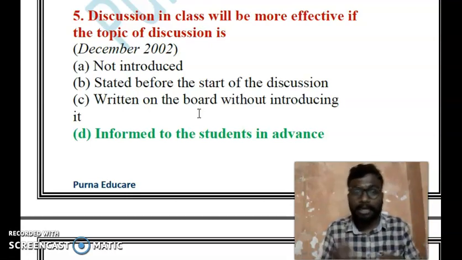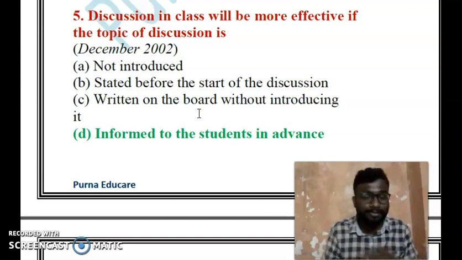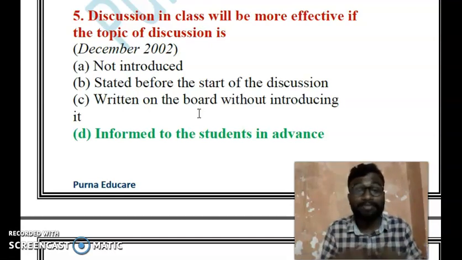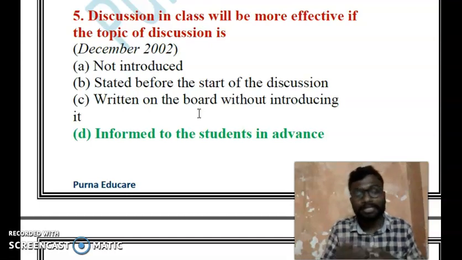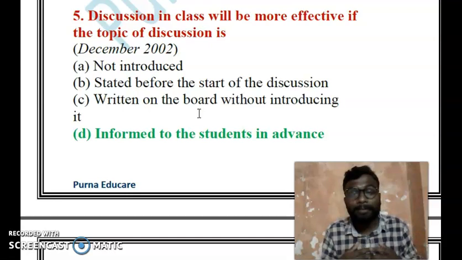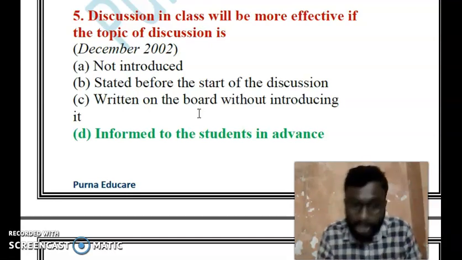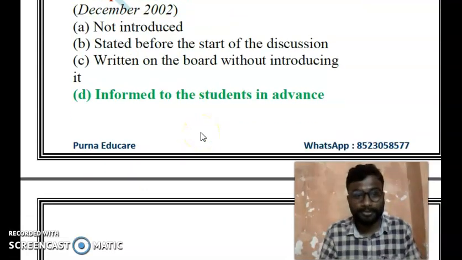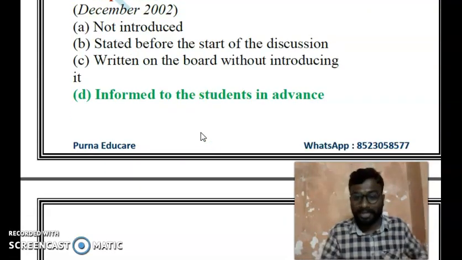So automatically it will be informed to the students in advance. If it is appropriate, then the discussion in the class will be more effective. Whenever the students get information that tomorrow some kind of discussion is going to happen, they will be ready with some kind of materials, then automatically the discussions will be appropriate, right? Yes. So option D, inform the students in advance.